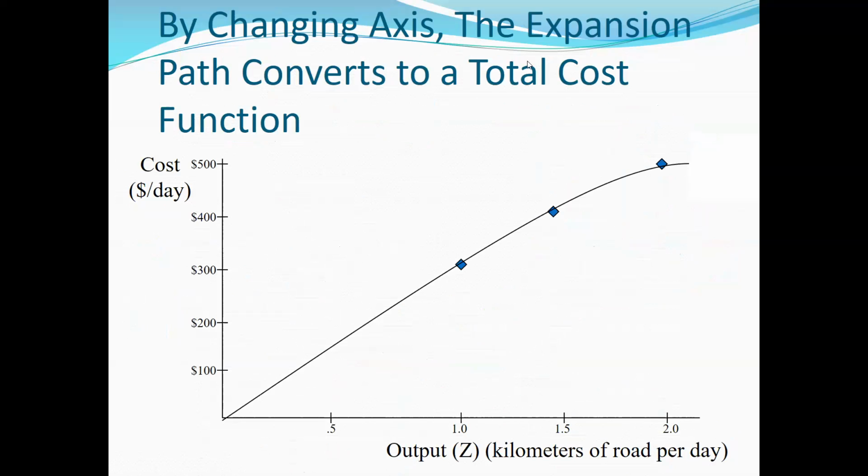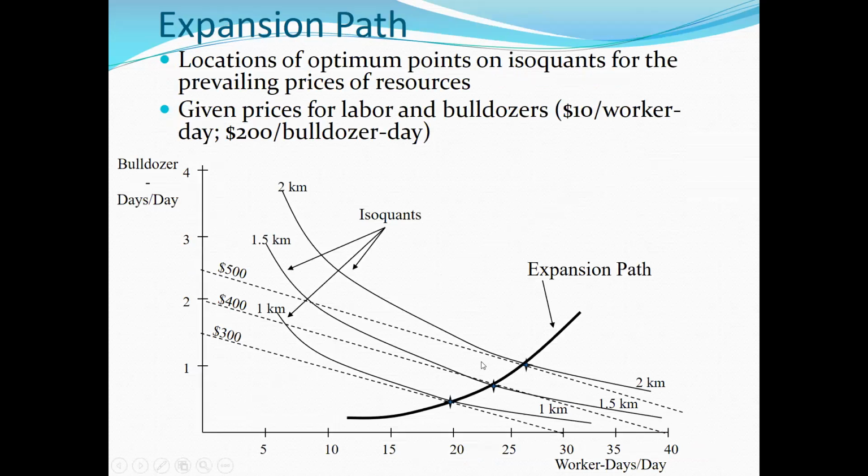Now what we can do is change the axes. Instead of having dollar and capital as your X and Y axis, if you put kilometers of road on the X axis and cost in dollars per day on the Y axis, now you can take the points that I highlighted in blue in the last slide, these 3 points right here.